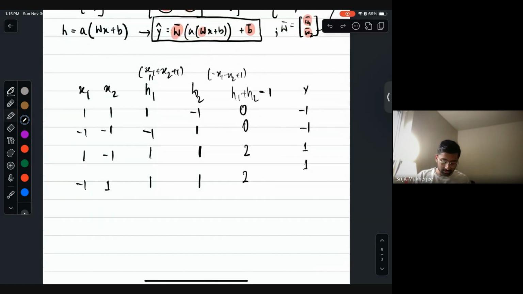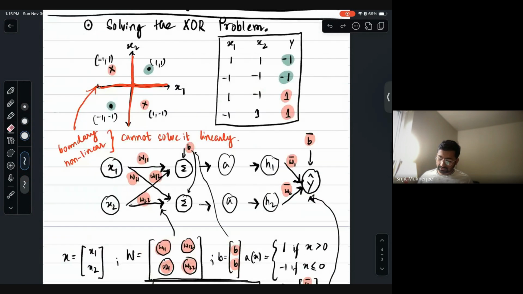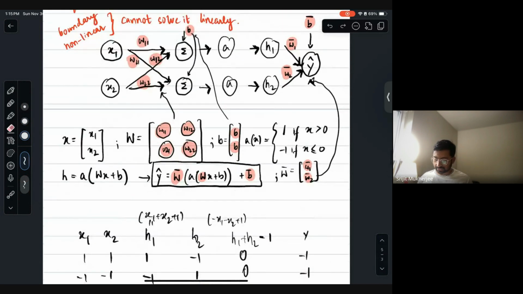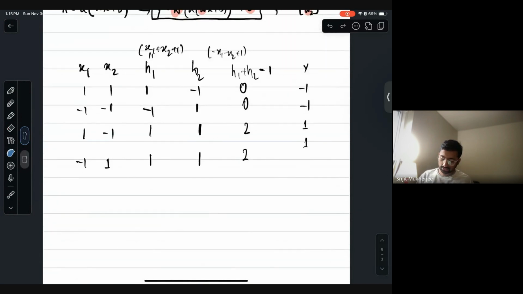So let's take an example. Let's take H1. As I said, let's call this H1. So this element, the first element of the output, is H1. So let's do this. What we will do is define H1 as this.